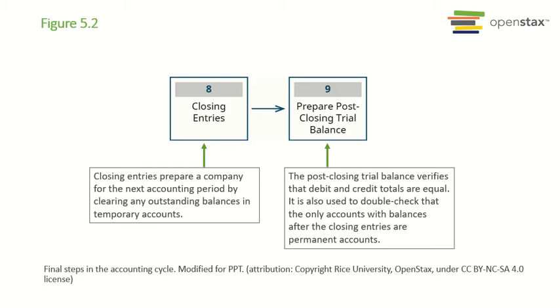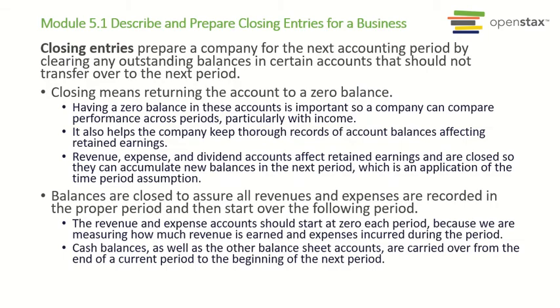The post-closing trial balance ensures that all debits equal all credits. It also double checks that the only accounts with balances are permanent accounts. So we have temporary and permanent accounts. We're going to look at these two types of accounts later in the chapter. So let's look at closing entries.